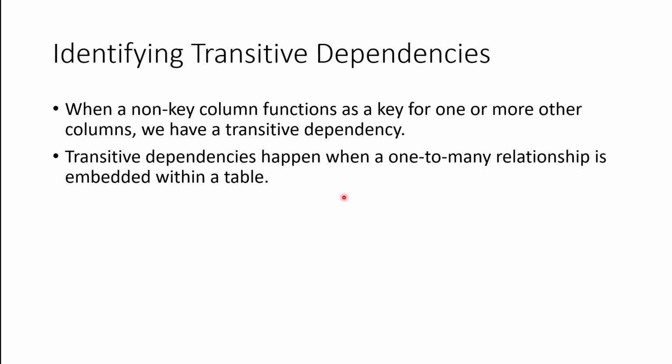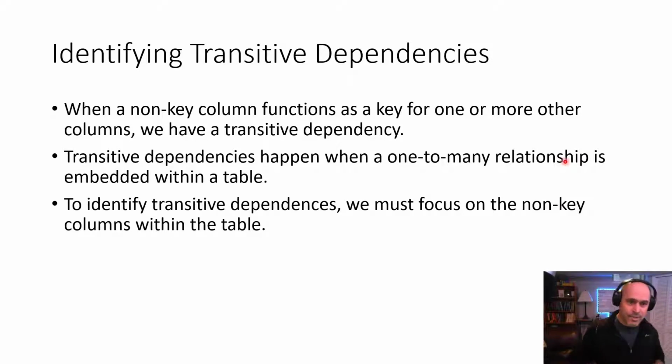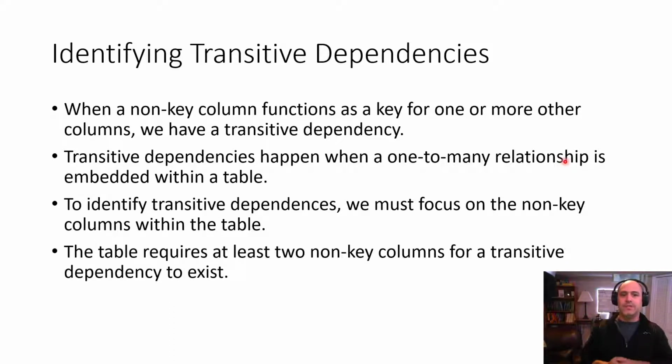And you'll say to yourself, why is there still more repeating data in here? I thought I just took care of this. And that's a great indicator that what you have in front of you is a one-to-many relationship embedded within the table. So there's still a one-to-many relationship hidden somewhere in your table that you have to resolve. So to identify the transitive dependencies, we must focus on the non-key columns within the table. A table requires at least two non-key columns for a transitive dependency to exist.